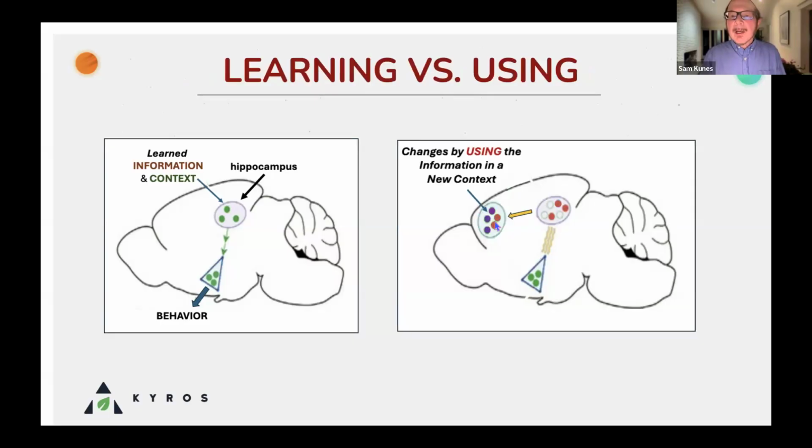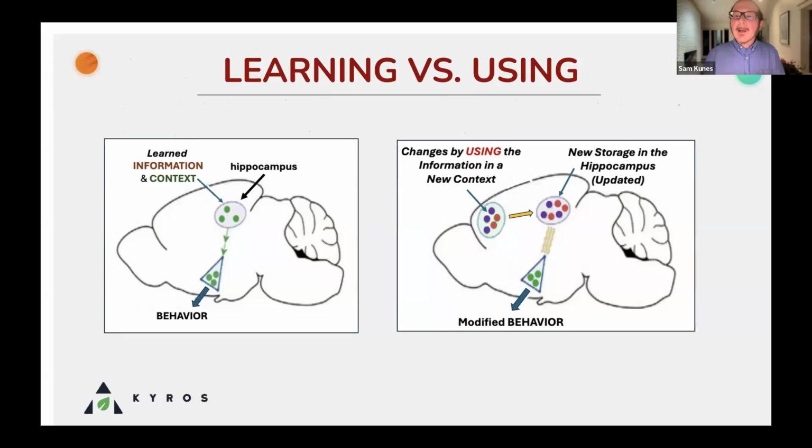So it goes back. In other words, the information is changed by using it, say in a new context. And then it can be transferred back to the hippocampus, so that the original memory is now augmented by other associated memories that the mind has connected with it. So in other words, the animal now will be able to generalize.